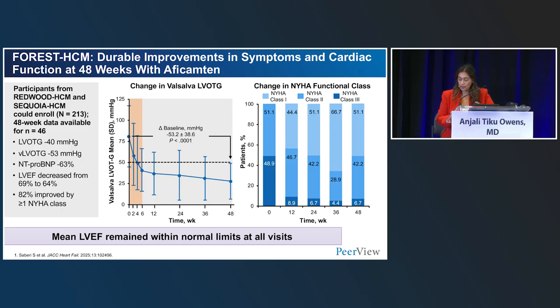We know the development plan for aficamten was later than mavacamten, so this is the data that we have at 48 weeks. And you'll see, again, gradient reduction, 40 millimeters of mercury at rest, over 50 millimeters of mercury with Valsalva, improvement of NT-proBNP down by over 60%, and a small drop in ejection fraction that again is by mechanism of action expected, in this case about 5%, and about 80% of patients who improved their NYHA functional class.